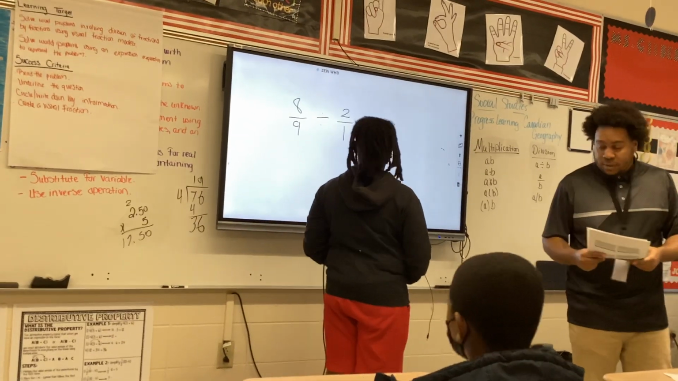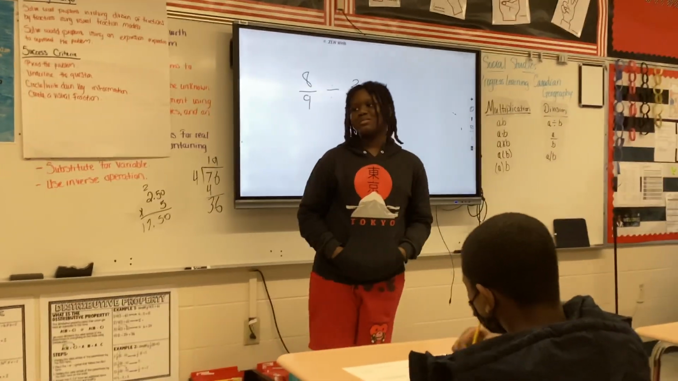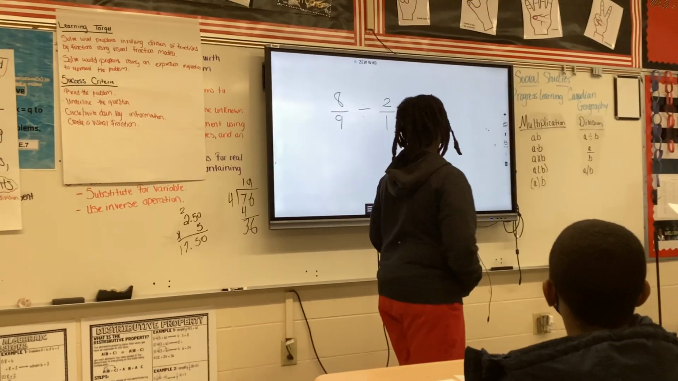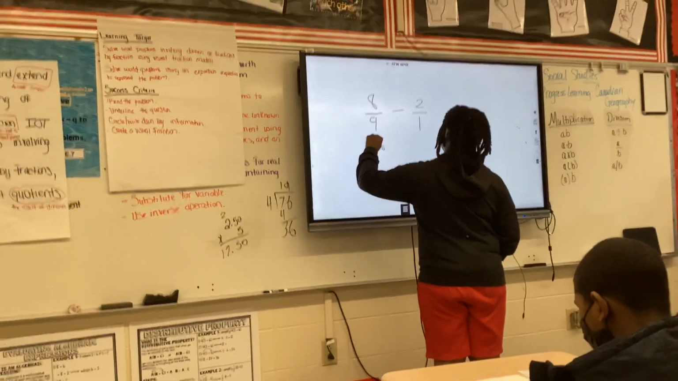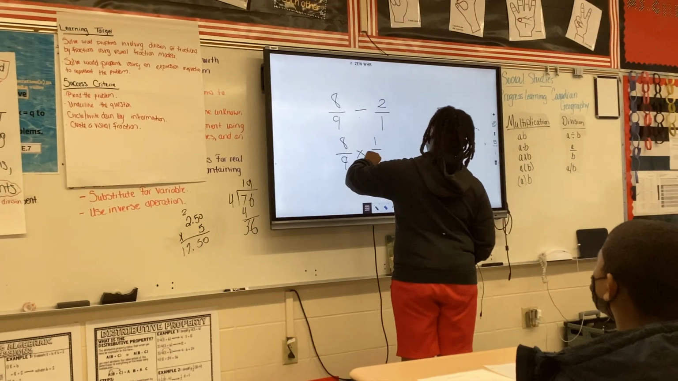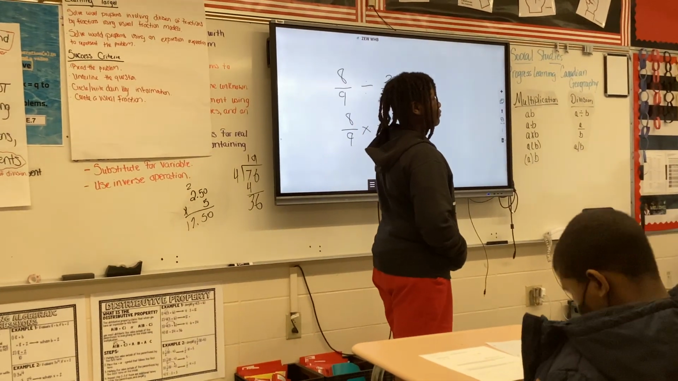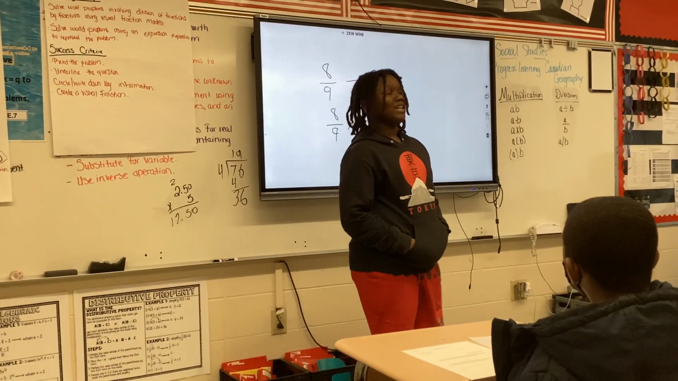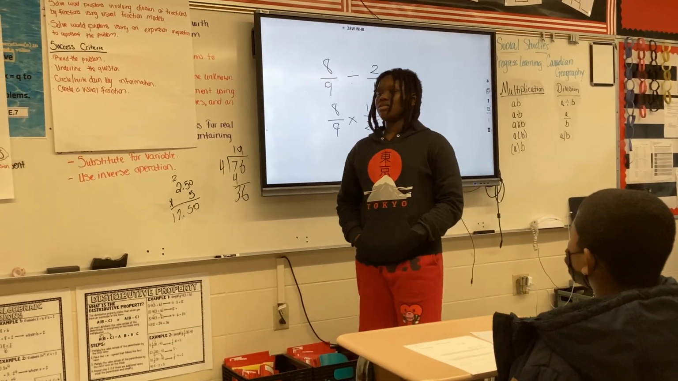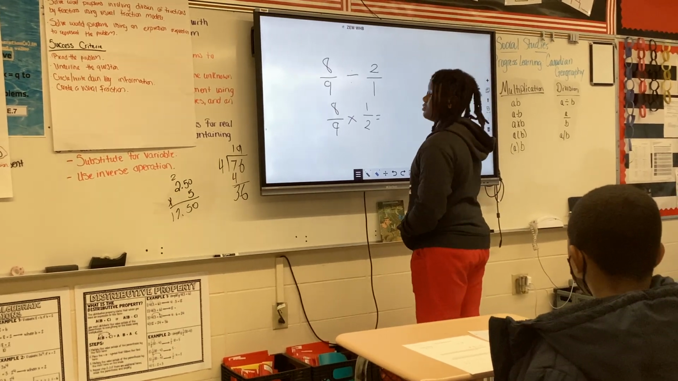All right, so now we're gonna look at our method. What is our keep, change, flip? Go ahead and write on top, George. 8 over 9 times 1 over 2. Pause. Turn around and ask the class what's the next step. Keep, change, flip: you gotta multiply. So write KCF.